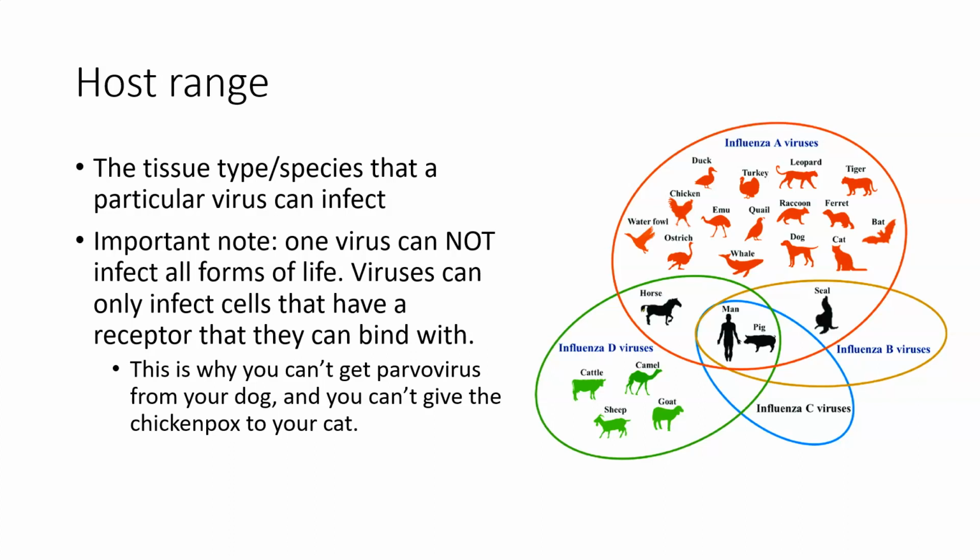Same sort of thing with chickenpox is the example that I'm giving you here. If you were to get chickenpox, your cat could come and lick your face and try to make you feel better, and your cat can't get chickenpox because they don't have the receptors for that like you do. So most species have a fairly narrow range. Some can get very broad.